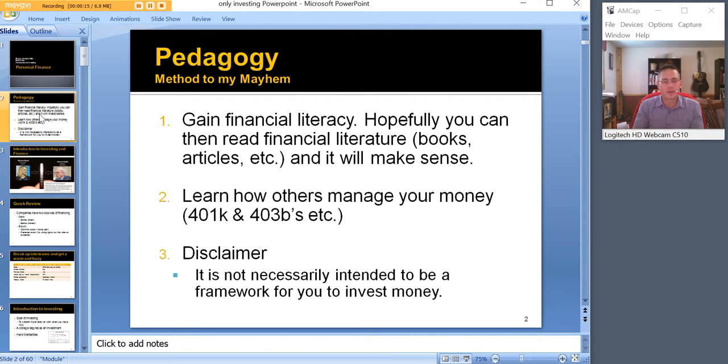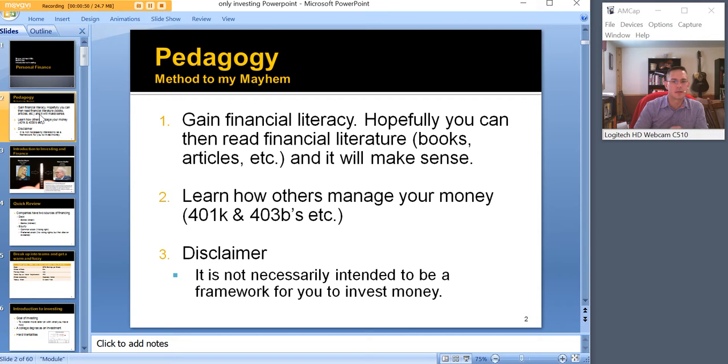A couple of notes before we get started, to give you a little bit of the method behind my mayhem. In the academic world, we call that pedagogy. This next section and how I'm teaching it has a very specific purpose. What I'm attempting to do is teach something in a manner that hopefully gives you financial literacy. Afterwards, you'll better be able to read financial books and articles, and hopefully it'll make sense.